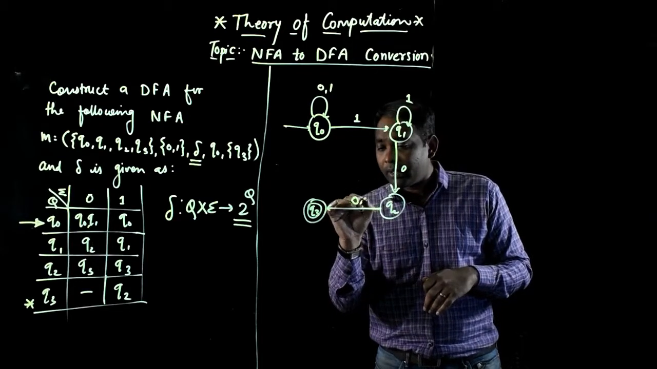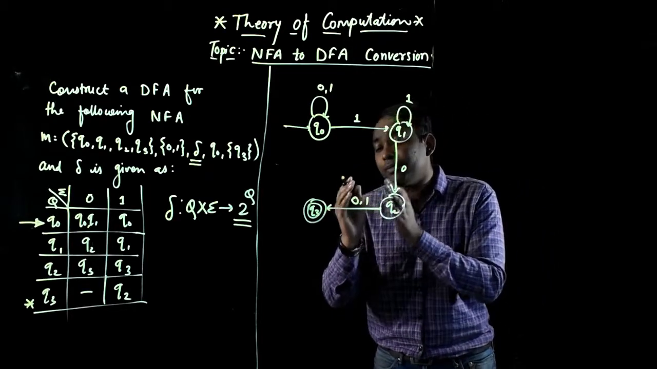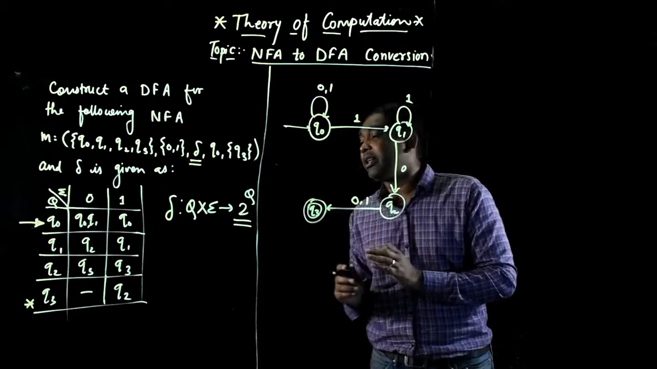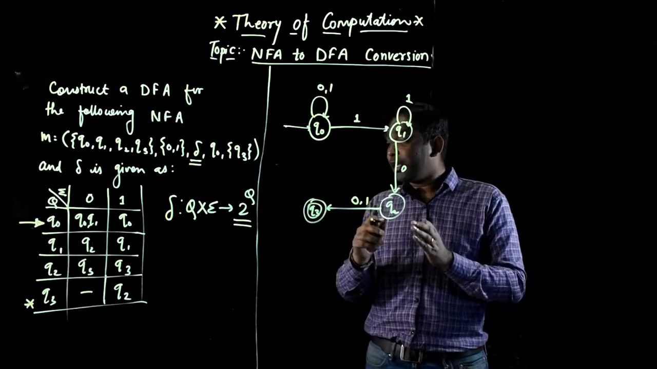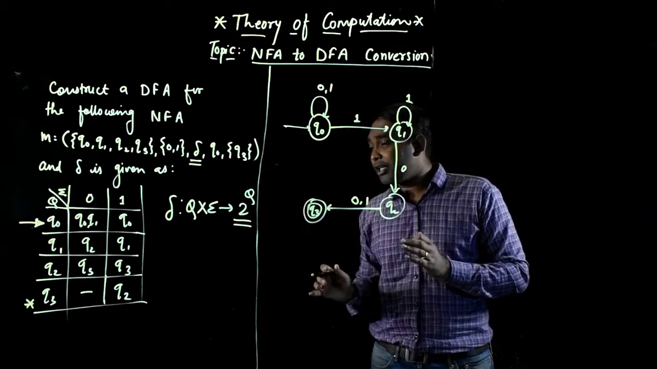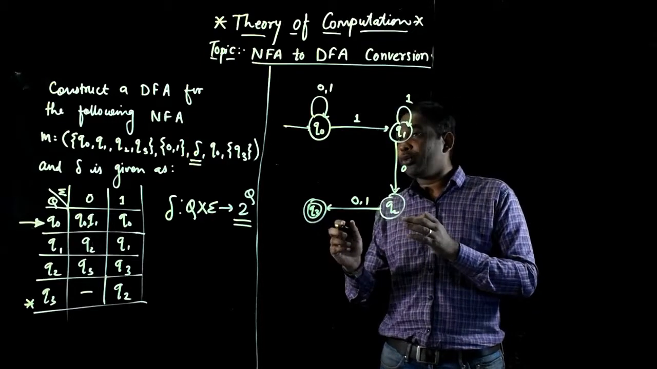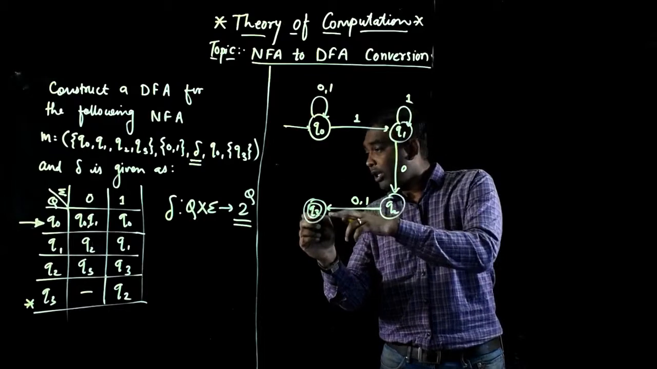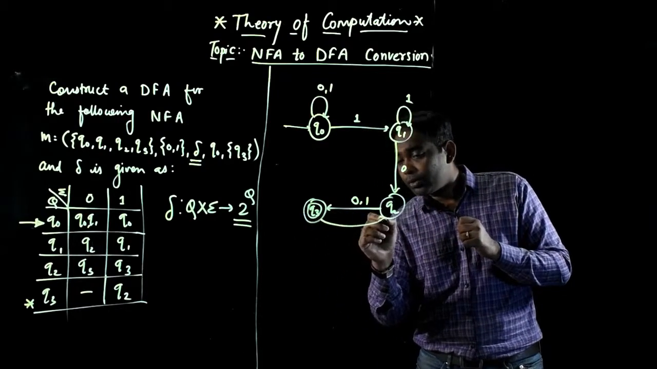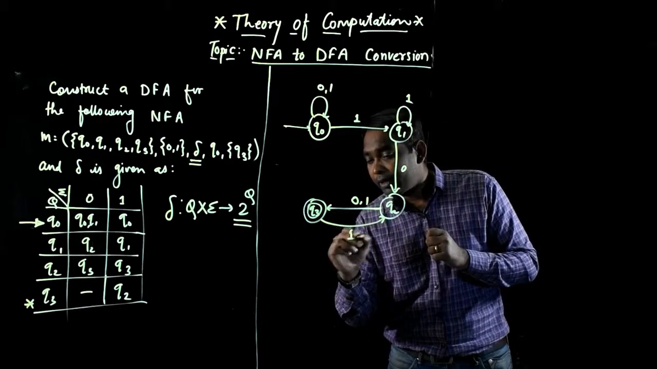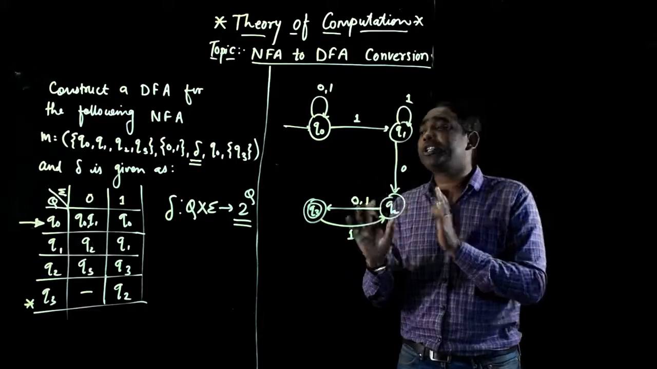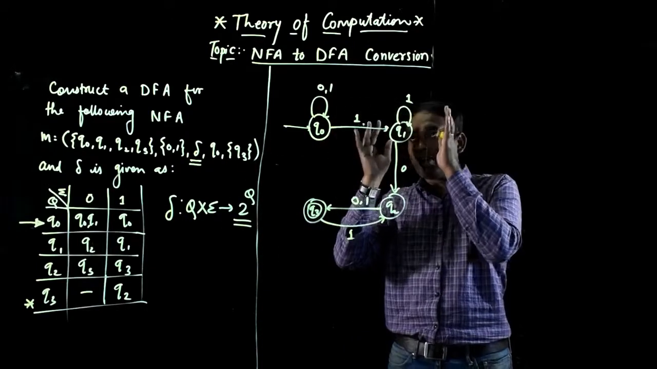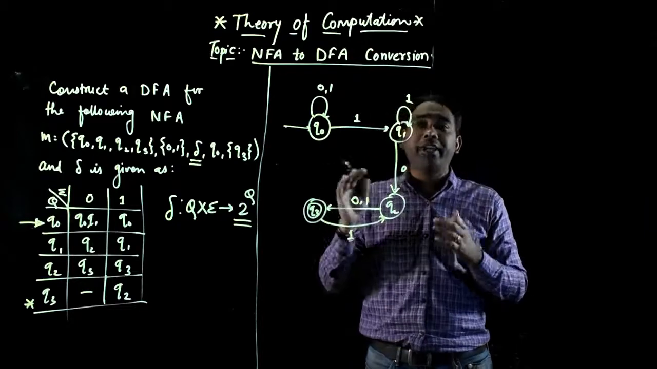So from Q2, on both 0 and 1, it is going to the same state, that is Q3. And from Q3 on 0 there is no transition, but on 1 it goes to Q2. That means from Q3 it goes to Q2 on 1. So this is the graphical representation of this table, and from this diagram only we can find it out.